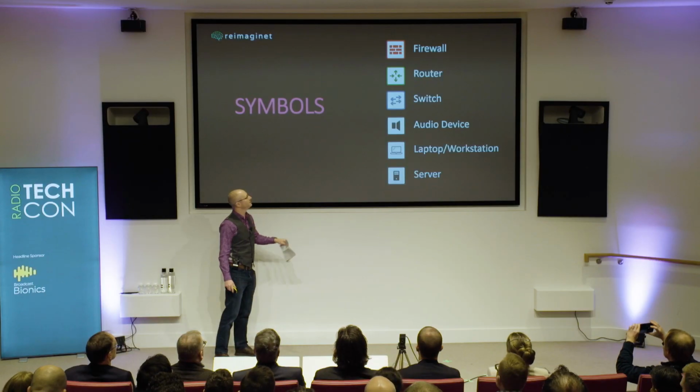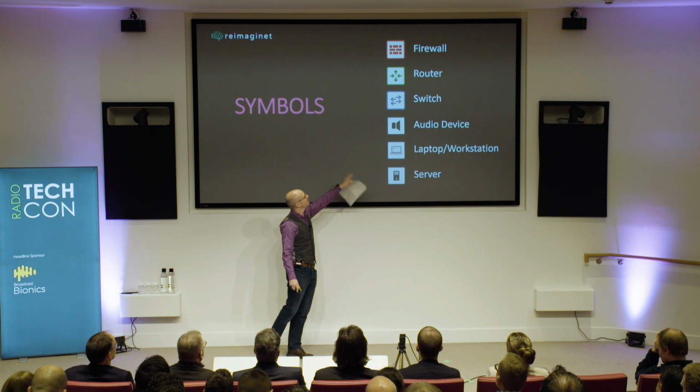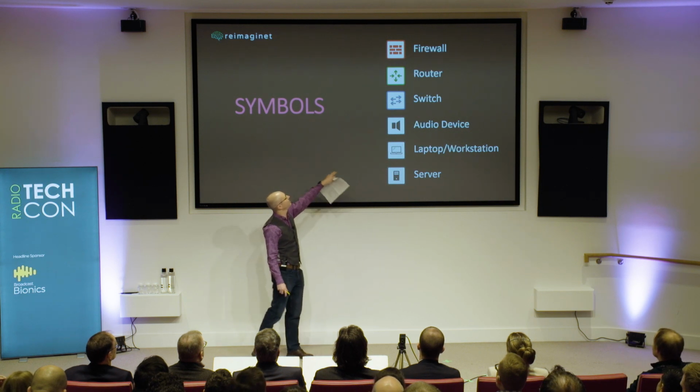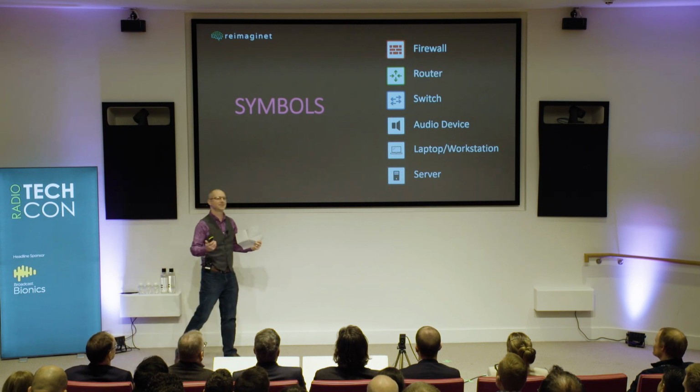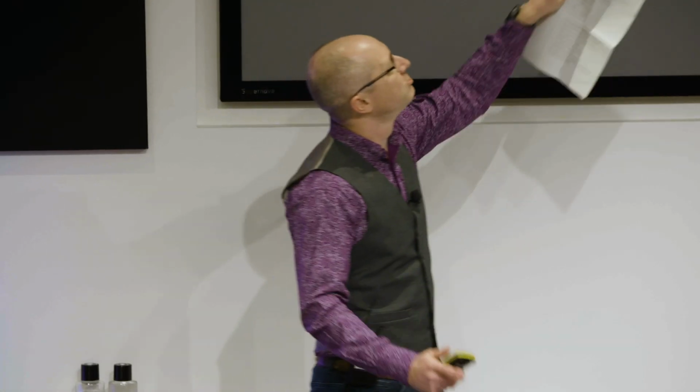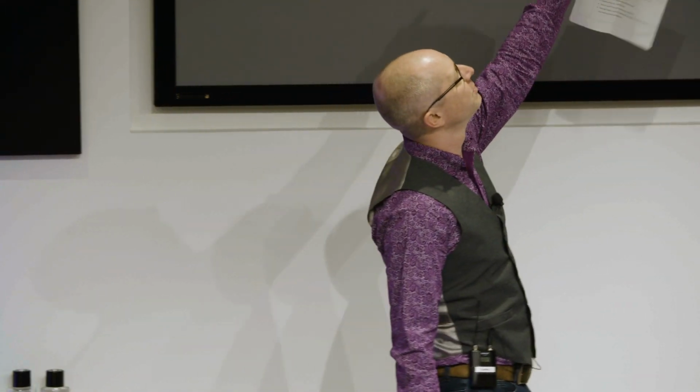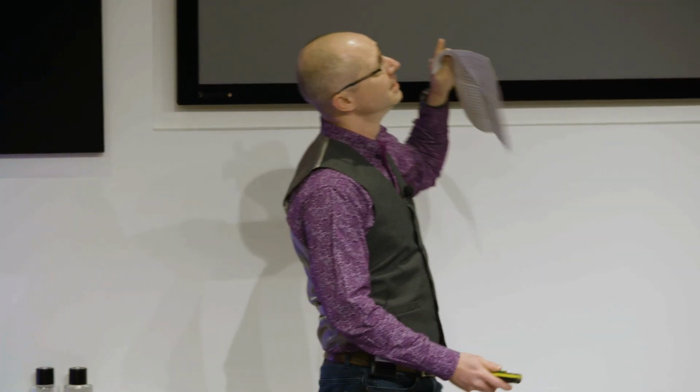Before we get into the fun stuff, here's some symbols. Hopefully most of you know what these are. We've got a symbol for server, workstation, laptops, that could be a playout system, audio devices, switches. Switches work at layer 2. We'll talk about layers in a second. That's your MAC addresses and things like that. Routers, they move across layer 3 boundaries. That's where IP addresses really start to come into play. And firewalls, they secure things between them.